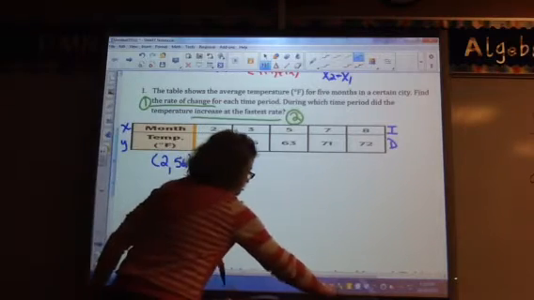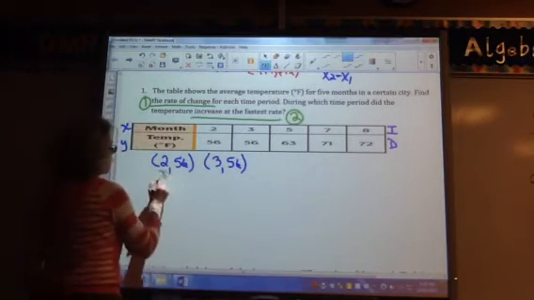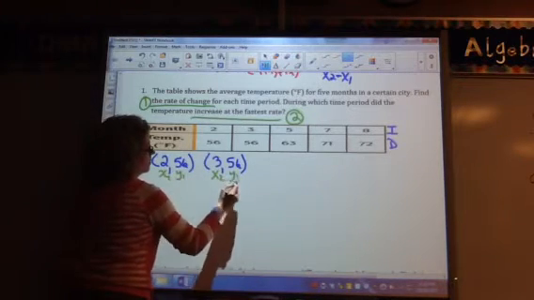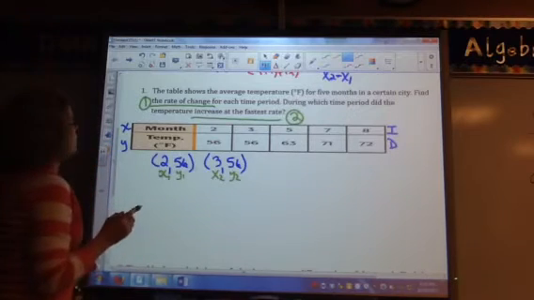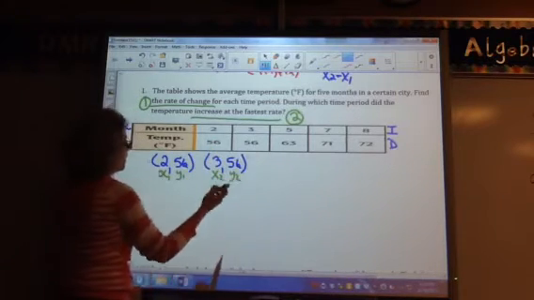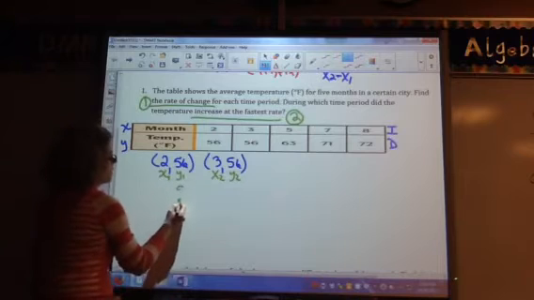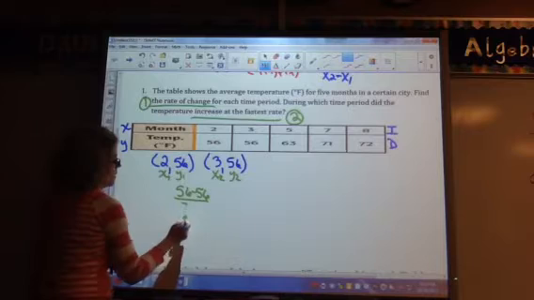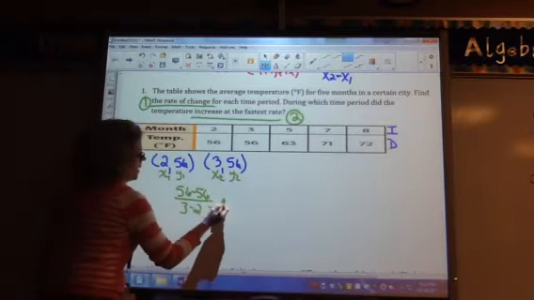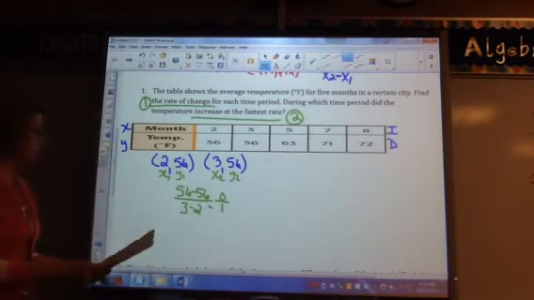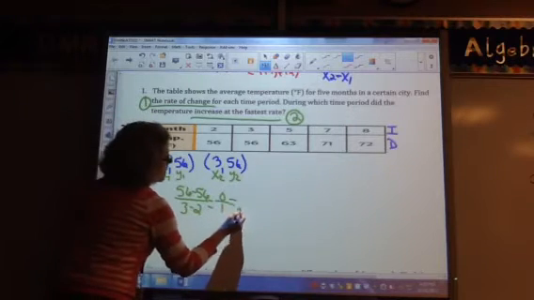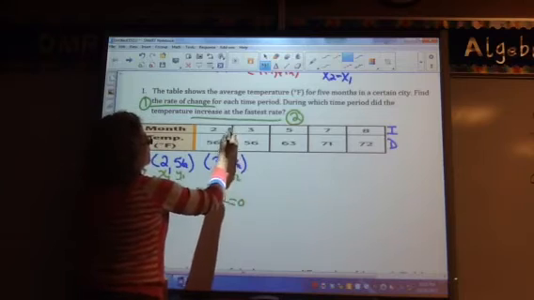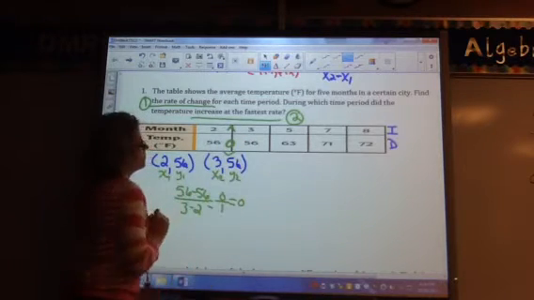Okay. So here's my first point. Here's my second point. So to find the rate of change between this month and this month, I take my y values and subtract them. And I take my x values and subtract them. And I get 0 over 1. 0 divided by 1 is 0. So from this month to this month is 0.